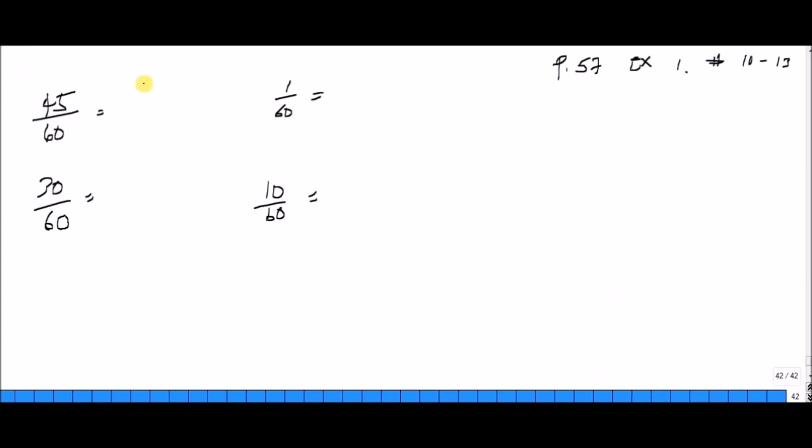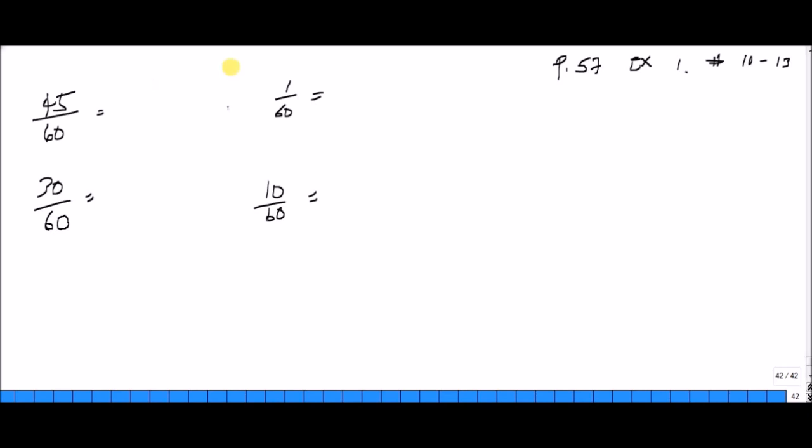We're looking now at page 57, exercise 1, and in particular number 10 to 13. We have changed units now. We're looking at what fraction of an hour is 45 minutes. So remember, they said earlier that the quantity that comes after "of" must be the denominator. So of an hour, the hour will be the denominator. They say number 10, 45 minutes. So we need to change that hour into minutes. How many minutes make an hour? 60 minutes make an hour.